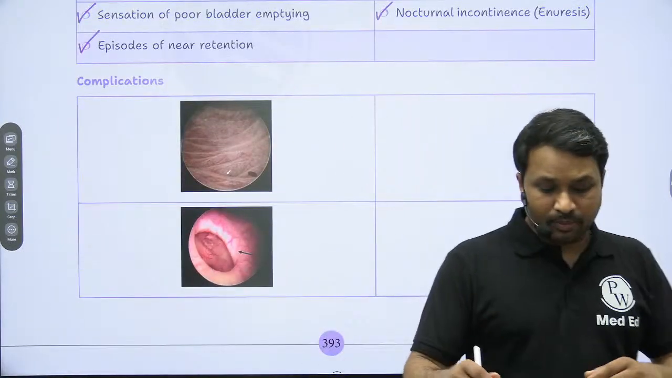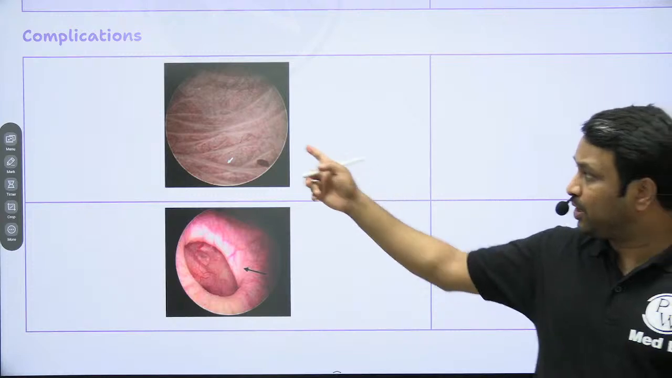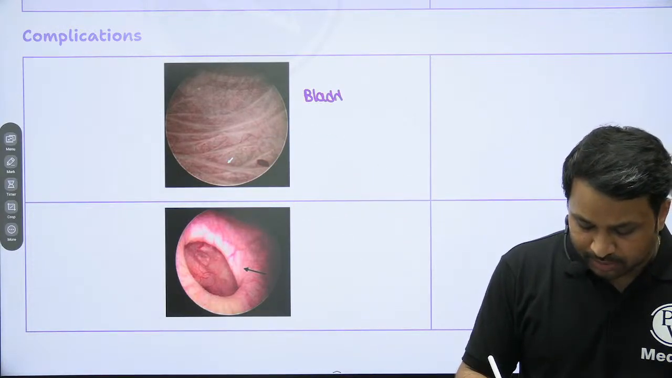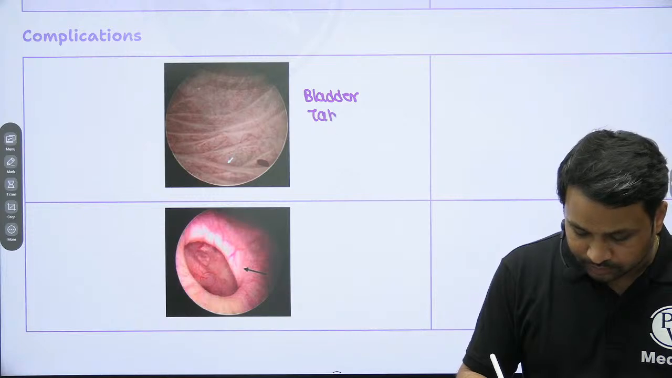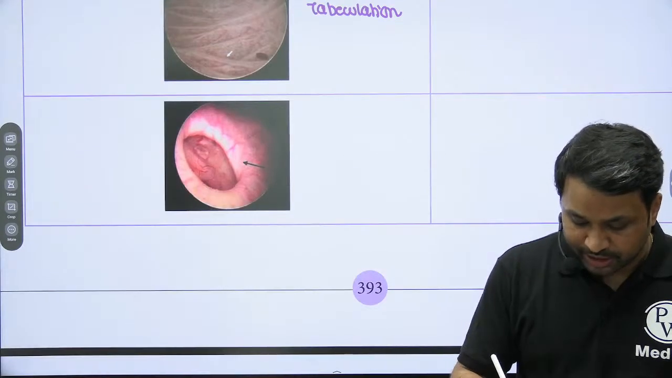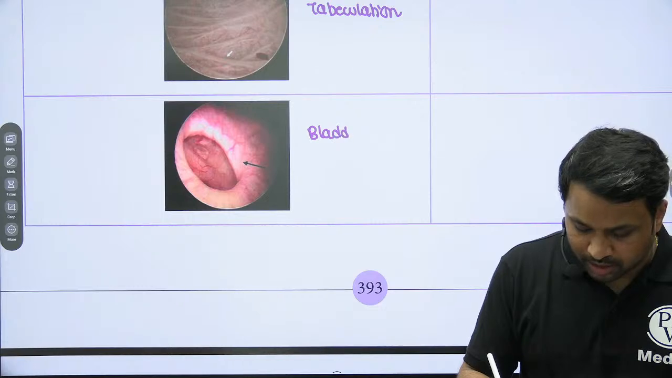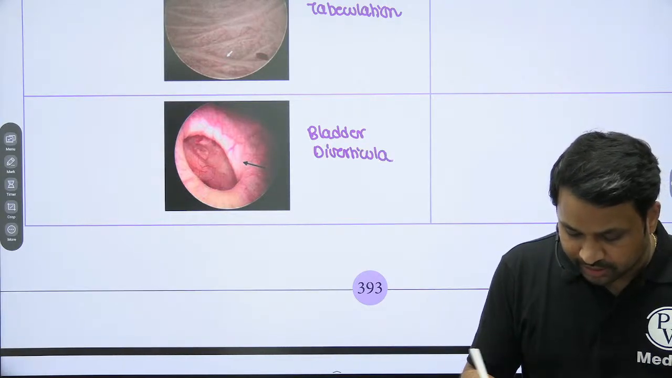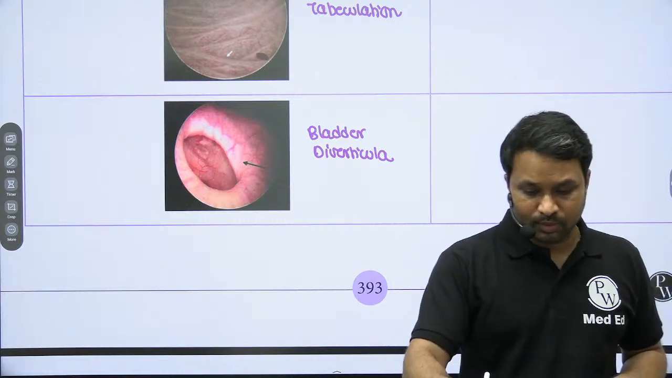Now, what are the complications? You do a cystoscopy, you see these fibrous bands. This is what we call bladder trabeculation. There will be presence of bladder trabeculation, and if the pressure increases, it will develop into bladder diverticula, right?